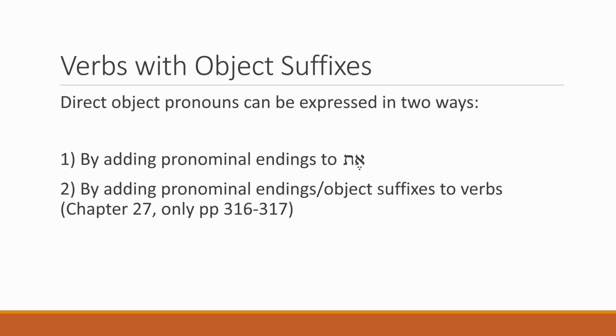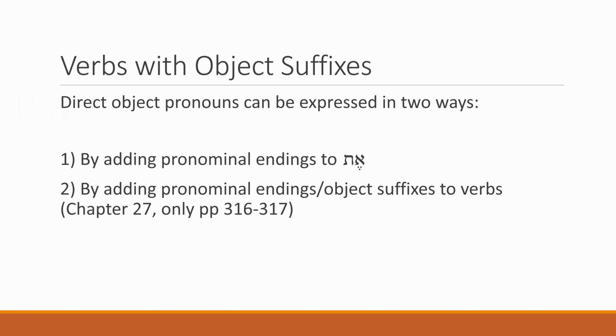So direct object pronouns can be expressed in two ways. One is by adding pronominal endings to et. Remember, et is the direct object indicator. So, for example, I opened the door, right? The door is the direct object. I struck a deal. A deal is the object. I struck the ground. The ground is the direct object. And so the et indicates that it is the direct object, and Hebrew can add object suffixes to et.